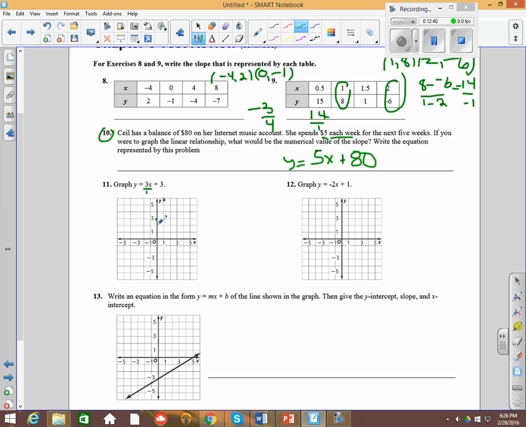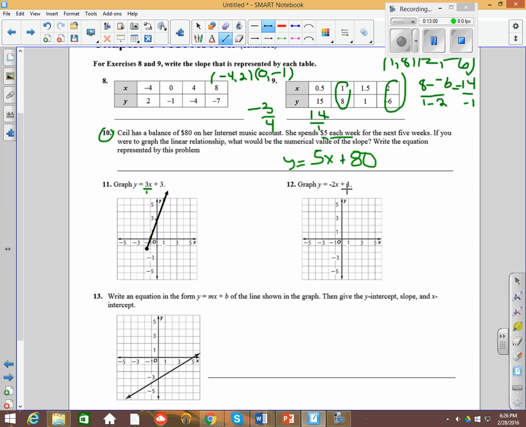Or if I went down 3 in a negative, 1, 2, 3, then I've got to go 1 in a negative direction. So now we have the 2 points and we can draw our straight line through it. And then it's a graph.